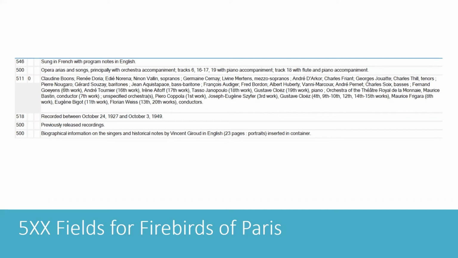The second 500 note informs us that these recordings were previously released. And then the third 500 note describes the 23-page insert. The 511 field, participant or performer note, lists the performers. The 518 field, date, time, and place and event note, informs us that the opera was recorded between October 24th, 1927 and October 3rd, 1949.